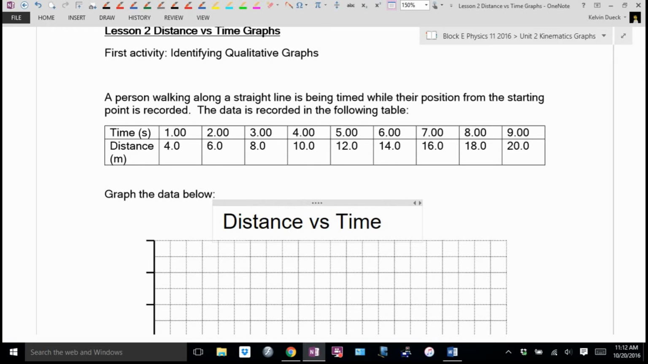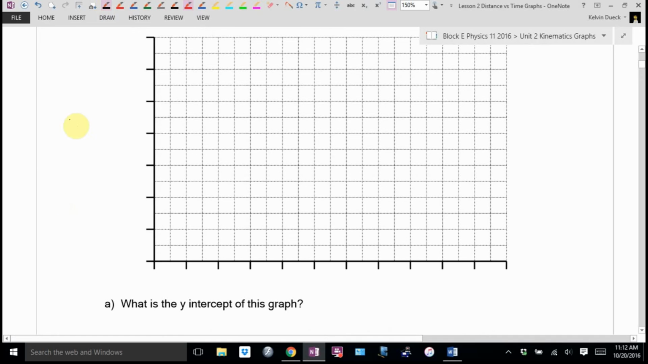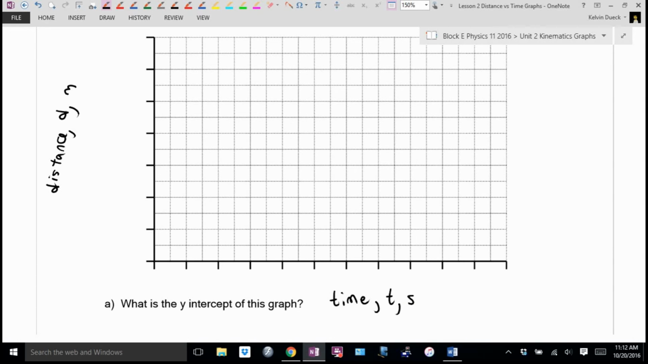When in doubt, put time on the x-axis. We said you needed to label the axes. So my y-axis is going to get labeled with distance, comma, d in meters. My x-axis gets labeled with time, comma, t in seconds. Right? Then we pick a scale. 2, 4, 6, 8, 10, 12, 14, 16, 18, 20.